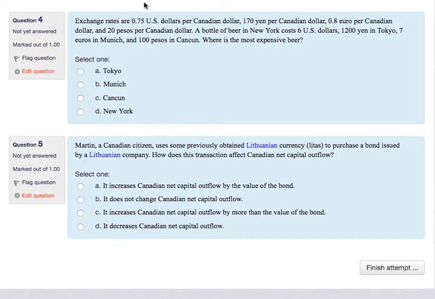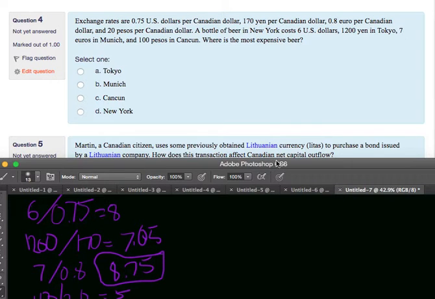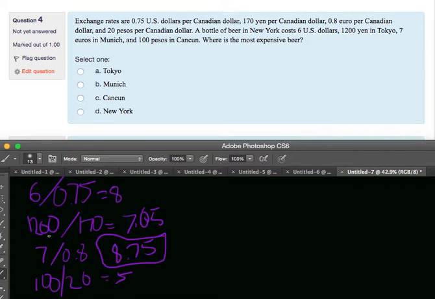Does this make sense if you calculate it out and get 8? Well, for 8 Canadian dollars, how many US dollars will you obtain? Well, 8 times 0.75, or 8 times 3/4, is going to be 6. And with 6 US dollars, you get a beer. So for 8 Canadian dollars, 6 US dollars, you get a beer. You do the same thing with the other two countries and go through that same division process, and you'll obtain that in Tokyo it's 7.05 Canadian dollars, in Munich 8.75, and in Mexico 5. So the most expensive of all three is in Munich.